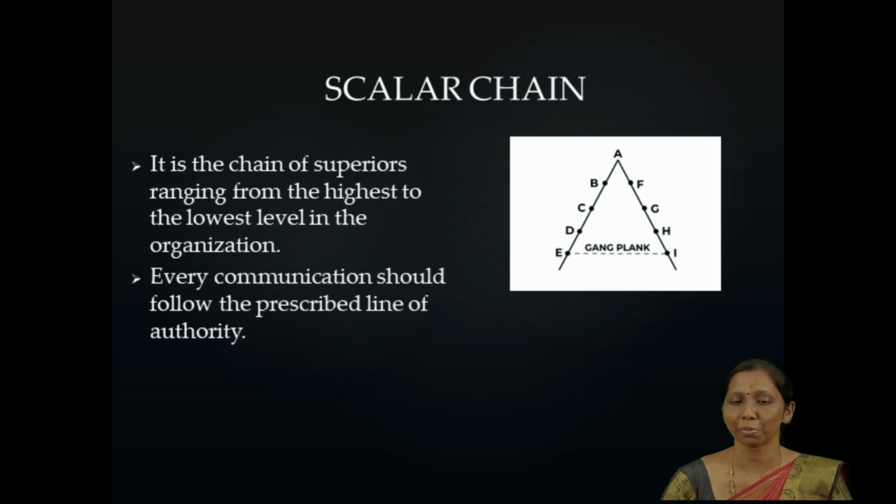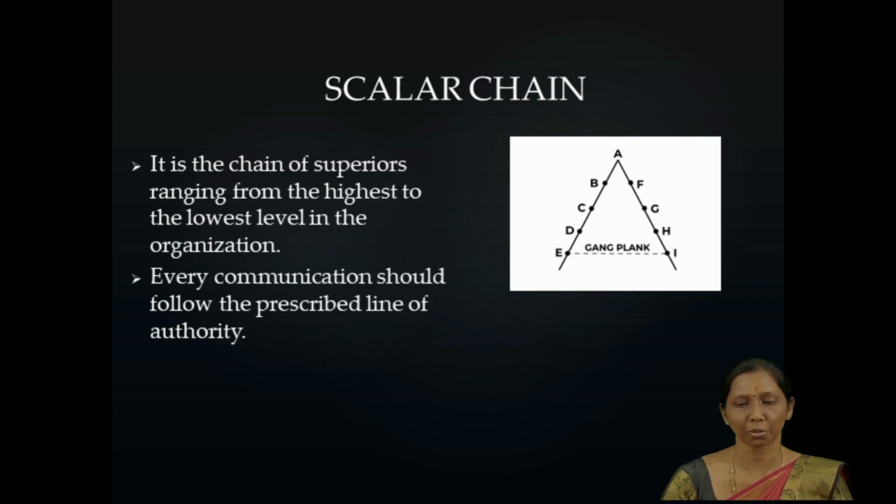Scalar chain. What do you mean by scalar chain? Yes, it is a chain, an order, a chain of superiors ranging from the highest to the lowest position. If you see the diagram, on the right hand side, A to E. A is the superior, and the next persons are called the next level cadres, maybe the subordinates. If A wants to communicate any information to E, he has to communicate to B.